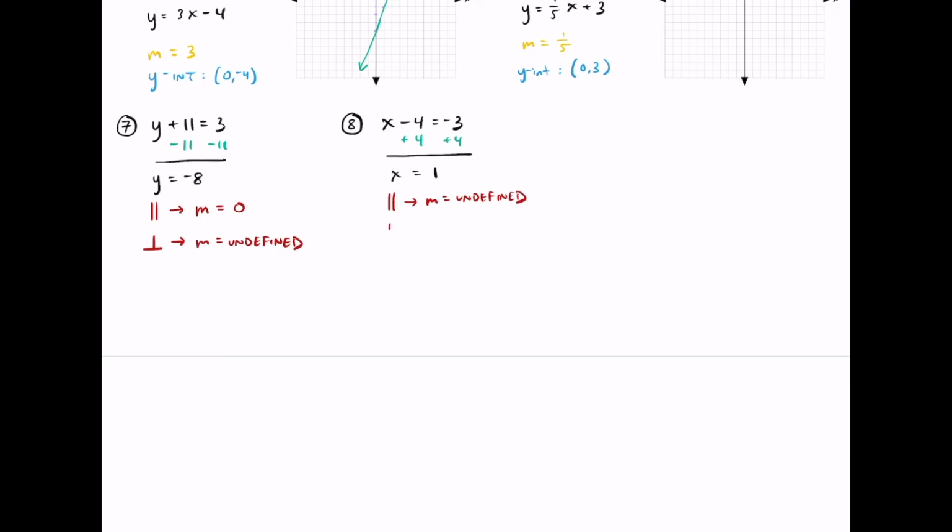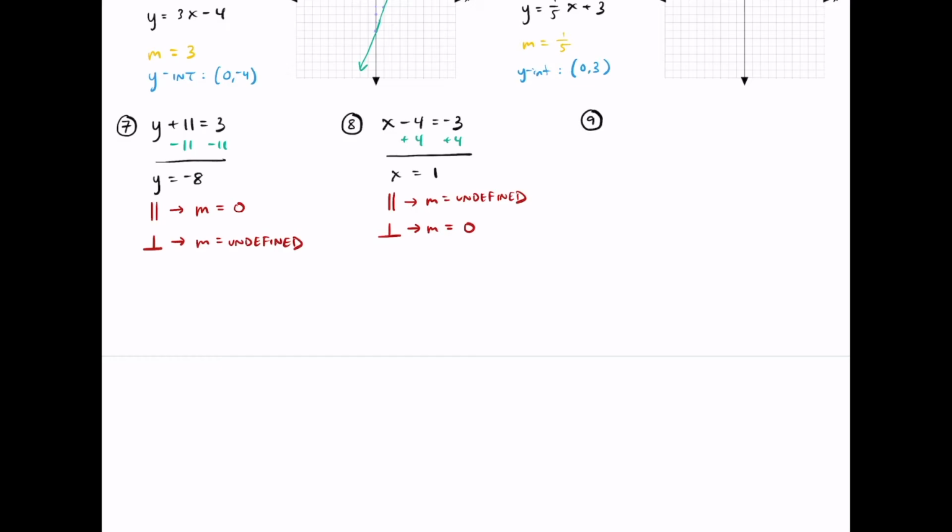And this is just kind of like the reverse of the last problem. A perpendicular line to a vertical line means that it would be horizontal and the slope would be 0. Okay, that would be the two types of parallel and perpendicular slopes to the original equation we had. All right, cool.